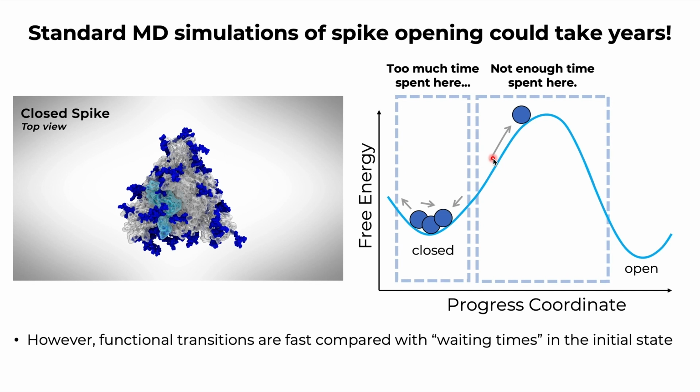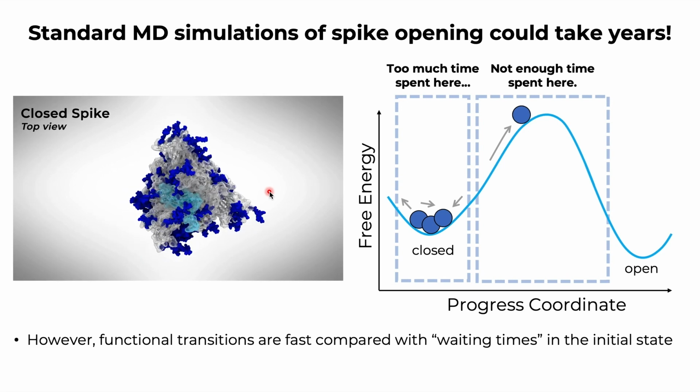Due to the large free energy barrier, the simulations will spend most of their time in the initial state, waiting around for a lucky transition to make it over the barrier. Fortunately, the transition itself is relatively fast. On the left is a movie of a lucky transition.